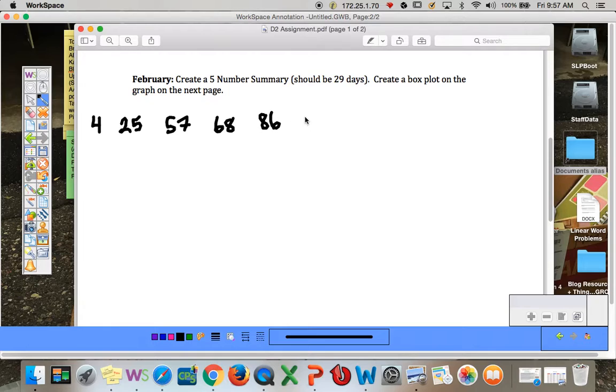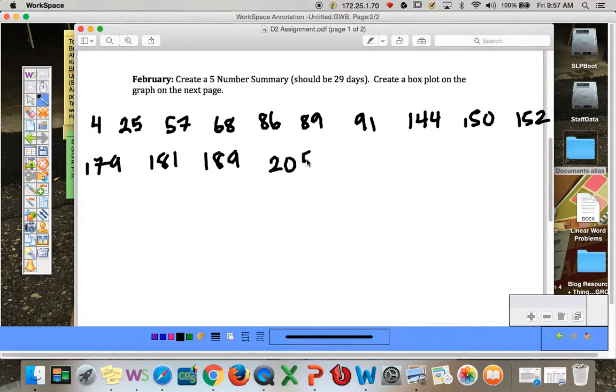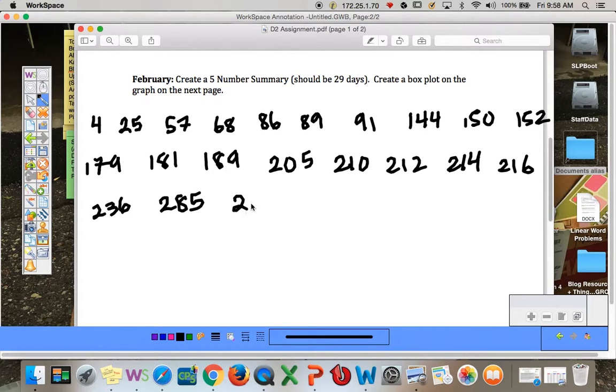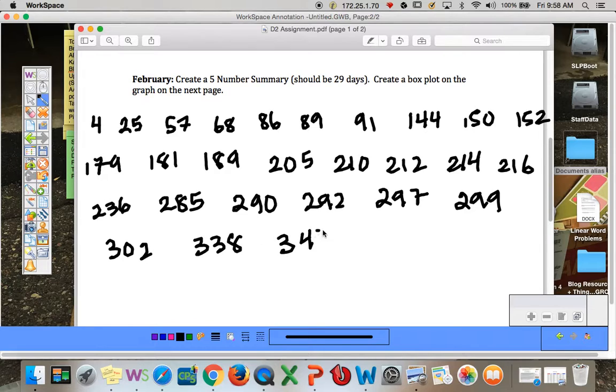68, 86, 89, 91, 144, 150, 152, 179, 181, 189, 205, 210, 212, 214, 216, 236, 285, 290, 292, 297, 299, 302, 338, 347, 363, 365.